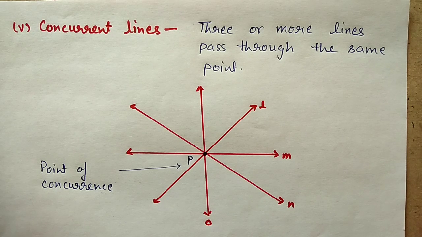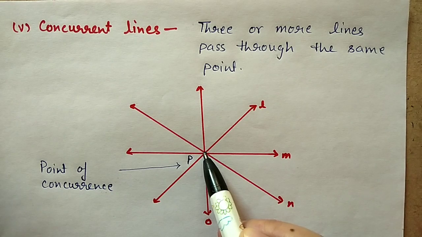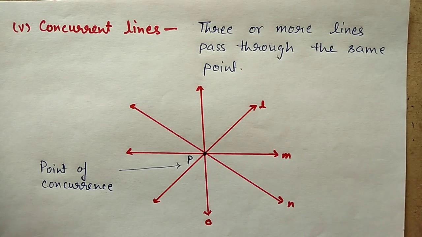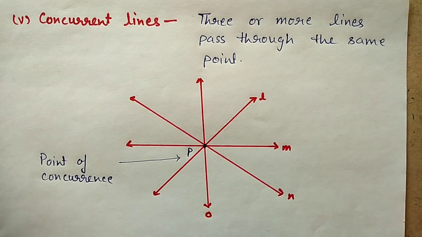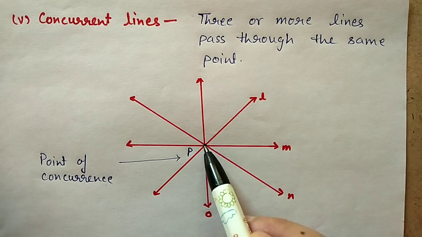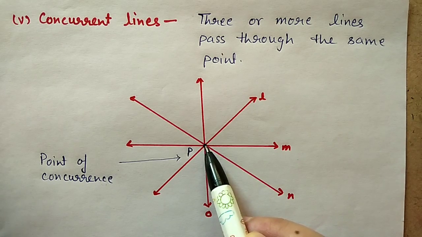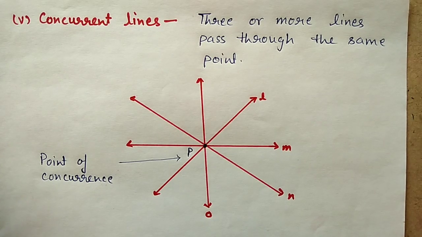But if 3 or more than 3 lines pass through the same point, you can see here many lines are passing through this point P, then we use the word concurrent lines. So many lines passing through one point are called concurrent lines, and the point where all these lines intersect each other is called the point of concurrence.